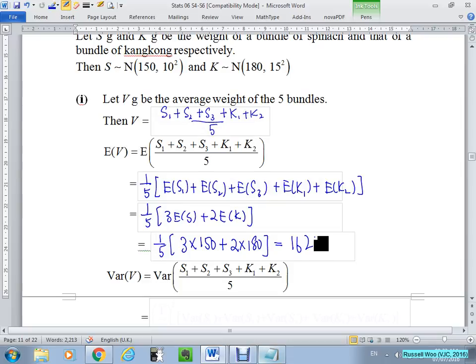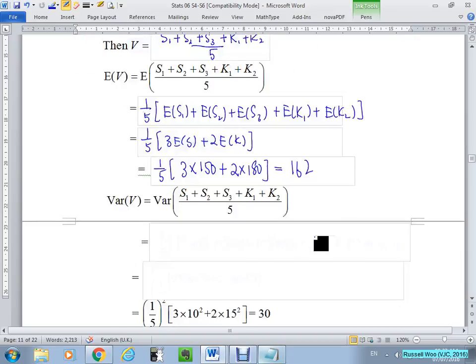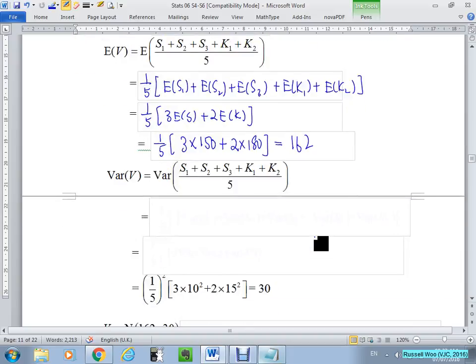Now, what about variance? Variance, be very careful, alright? Be very, very careful. It's very tempting to jump steps and then you will get the variance wrong, but let's do it carefully. Again, we treat S1, S2, S3, K1, K2 as 5 separate independent observations. You can easily factorize the 1/5 out. Not factorize actually. It's actually like that, right?